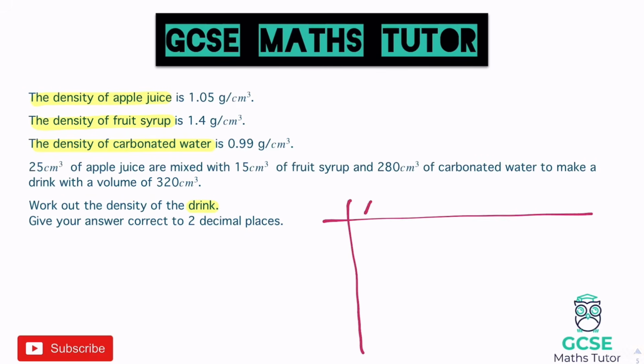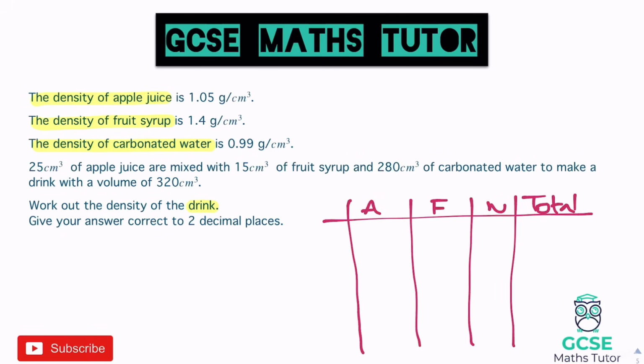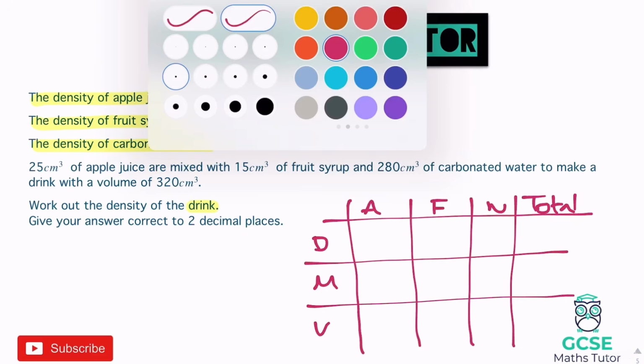We've got the apple juice, we've got the fruit syrup, which I'll call F, we've got the water, and that's going to be mixed to make our total. Okay, so we've just got a few more columns to be looking at. We've still got density, mass and volume, and we're going to follow the exact same process, but our table's just a lot bigger here. We've got that one extra column.